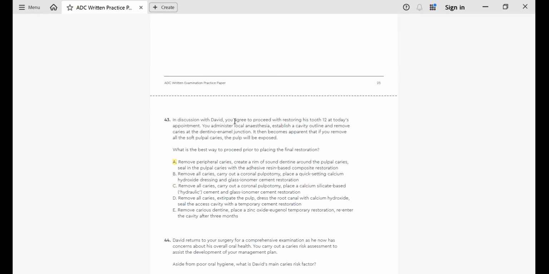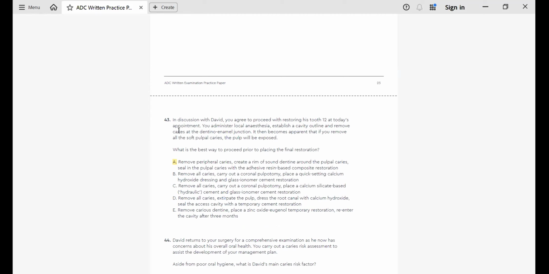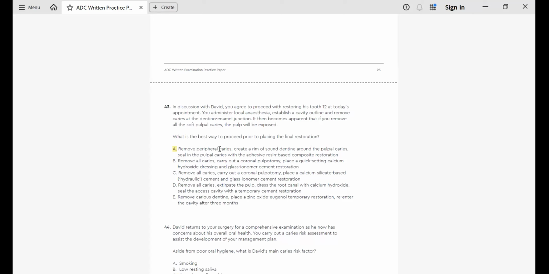In discussion with David, you agreed to proceed with restoring his tooth 12 at today's appointment. You administered local anesthesia, established a cavity outline, and removed caries at the dentino-enamel junction. It then becomes apparent that if you remove all the soft pulpal caries, the pulp will be exposed. What is the best way to proceed prior to placing the final restoration? The answer is: remove peripheral caries, create a rim of sound dentin around the pulpal caries, seal in the pulpal caries with an adhesive resin-based composite restoration.